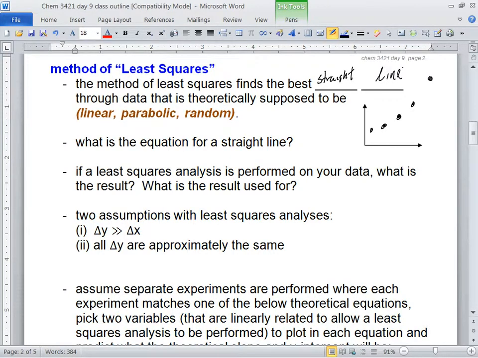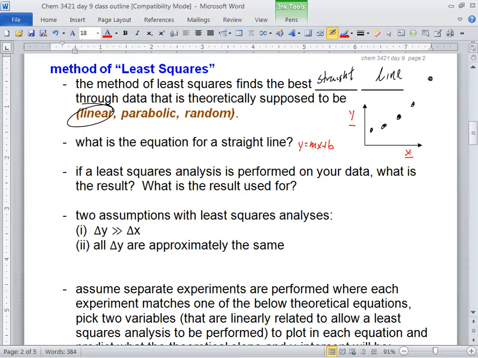Now it only makes sense if the data is theoretically supposed to be linear. Otherwise this whole idea isn't going to make sense. What is the equation for a straight line? It was y equals mx plus b. Now that's when you plot what versus what here? The x and the y. We'll plot the two, and we'll get a slope: change in y over change in x.